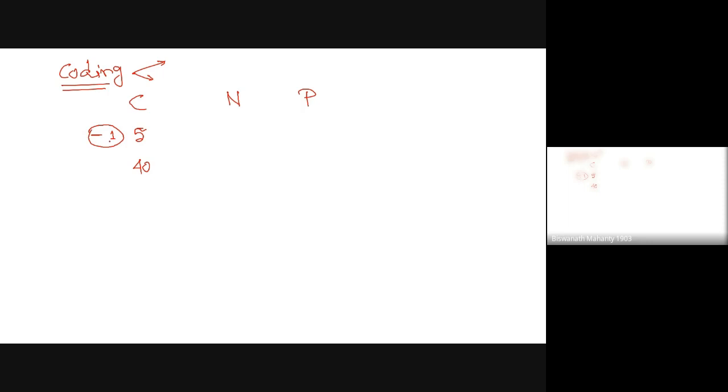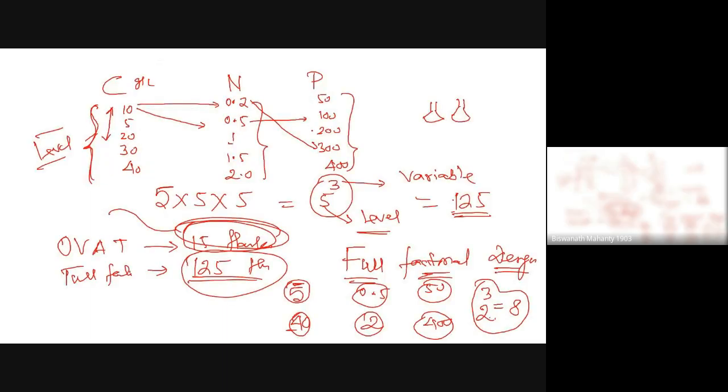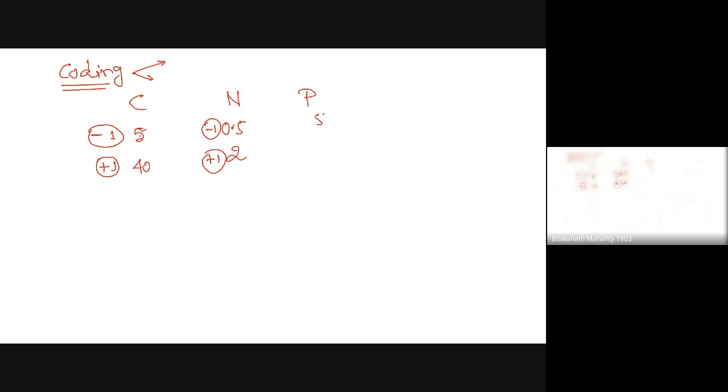So this is called factor coding, right? This -1 is the lowest one, the low concentration I am testing. 40 I will give the name +1. So instead of this, I will say minus, plus. Similarly for nitrogen, I will talk about why coding is important. Nitrogen is 0.5 and 2. For nitrogen, low is -1, high is +1. For phosphorus, for example, 50 and 400. So 50 is -1, 400 is +1.